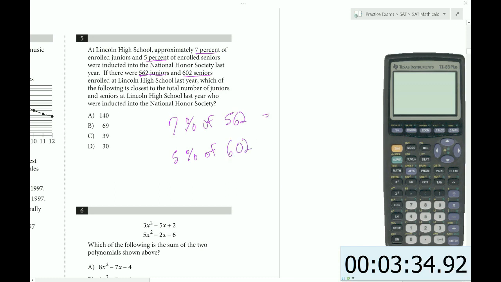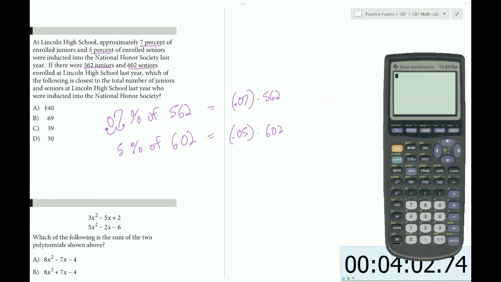So basically 7% really means percent is divided by 100. So another way to do that is to move the decimal twice to the left. So that is equivalent to 0.07. So I have 0.07, then of means times. So I times that by 562. Same thing down here, I do 0.05 times 602, okay?